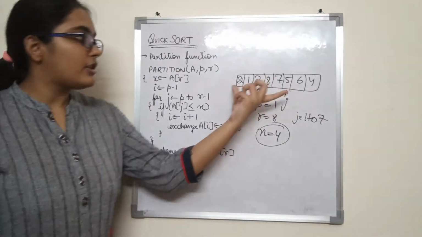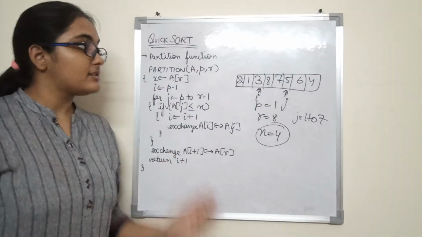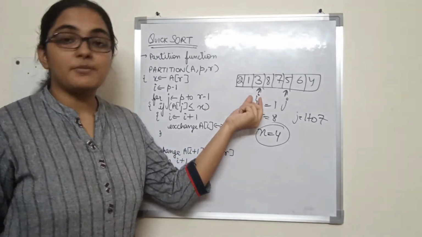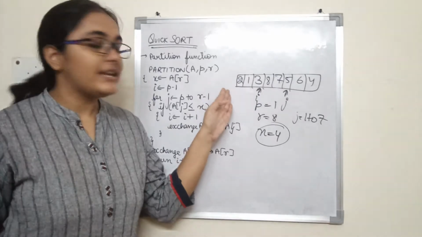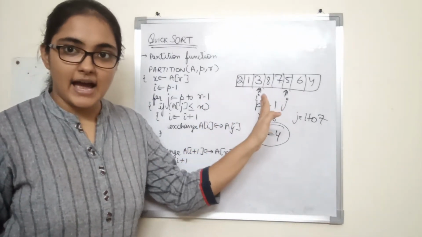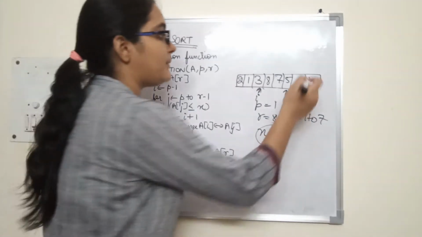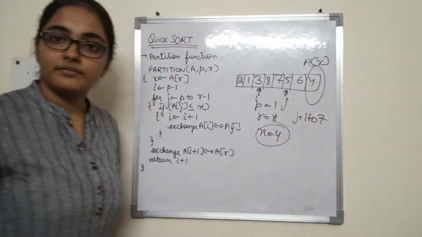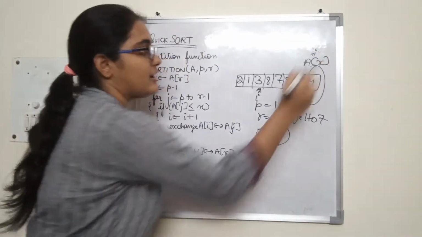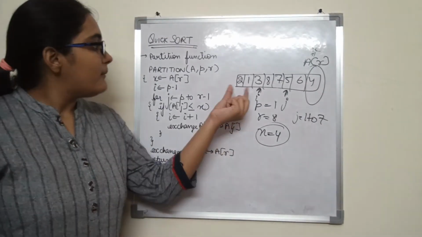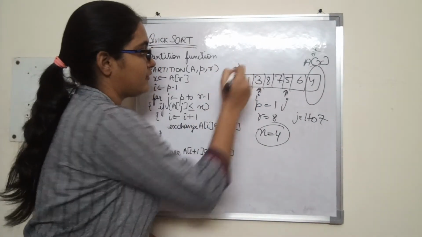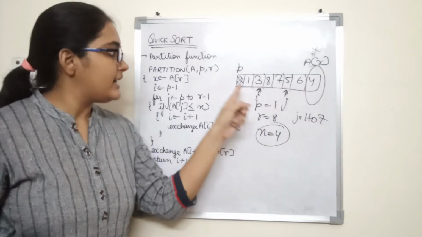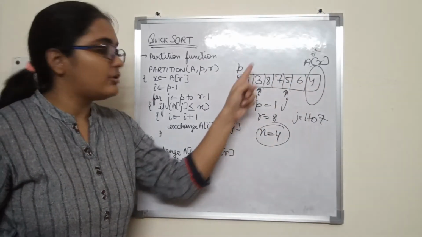Now let us stop here for a while and let us see what is happening inside this. What does index i represent? i represents the maximum index till which all the elements from the beginning of the index till the index i are less than the pivot element. What is the pivot element? This one, right? That is a of r, that is x. So x is the pivot element, right? So from p to i, all the elements are such that they are less than equal to x, right? 2 is less than equal to 4, 1 is less than equal to 4, 3 is less than equal to 4.